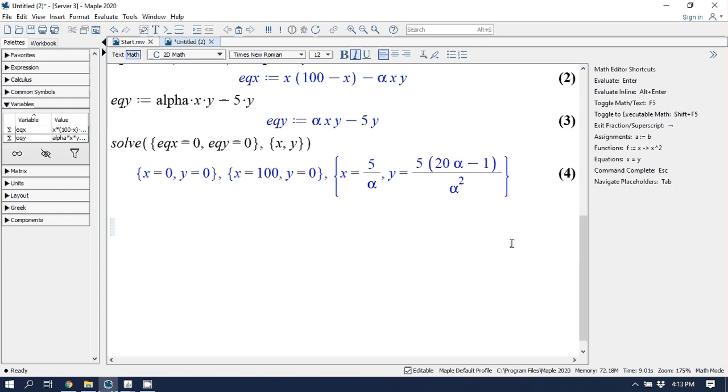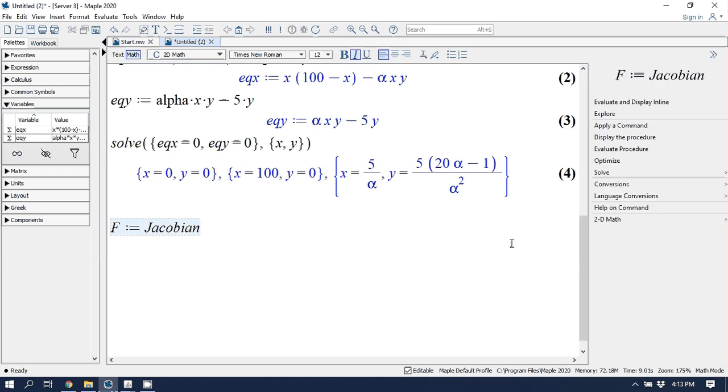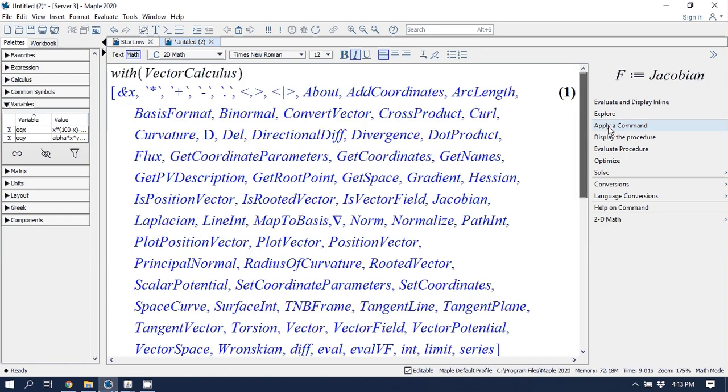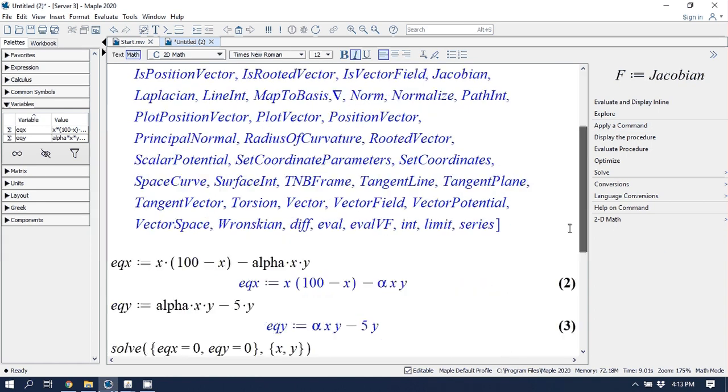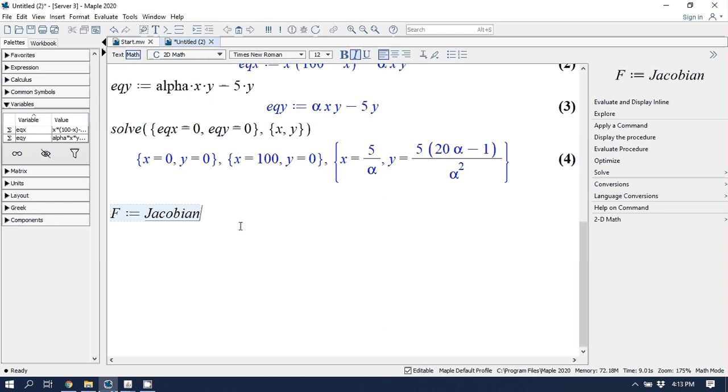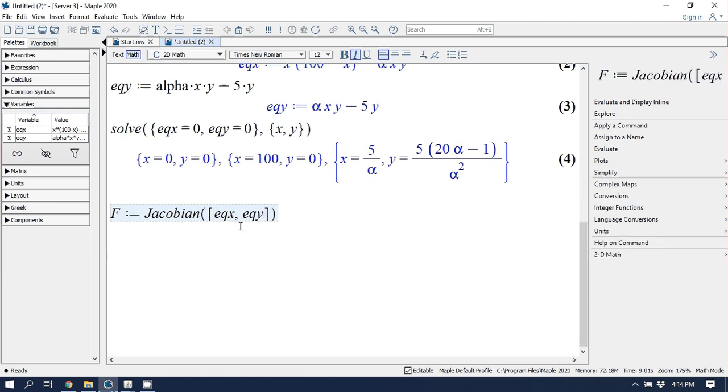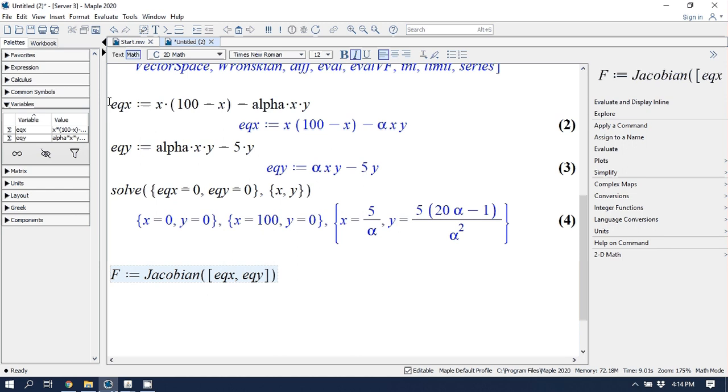The other command is the Jacobian, and I like to denote that Jacobian by some letter, J, F, whatever you want. So for the Jacobian, it's very important to follow the syntax. If you go back to the package here, notice Jacobian is with a capital J. Maple distinguishes between capital and small letters. The syntax in the Jacobian command is to put in a pair of square brackets the two equations on the right hand side, EQX, EQY. So notice the advantage of denoting these equations by these variables, because otherwise you'd have to write the full equation in each of these components.